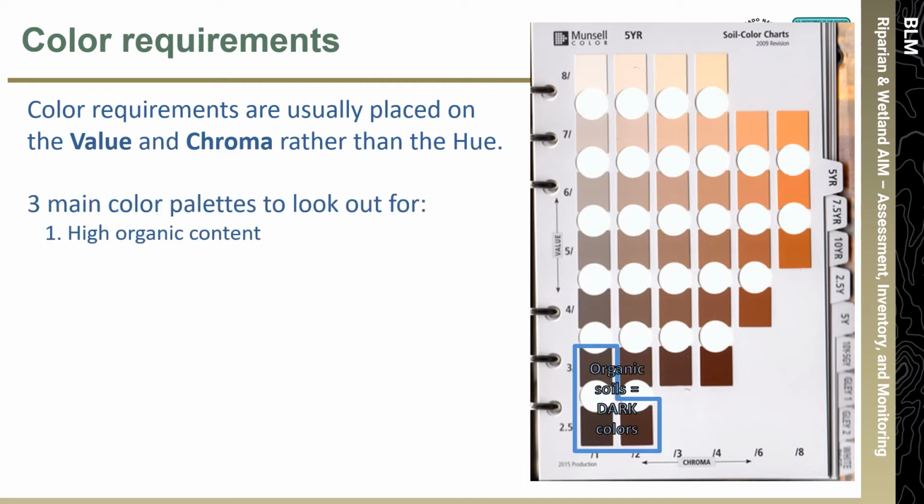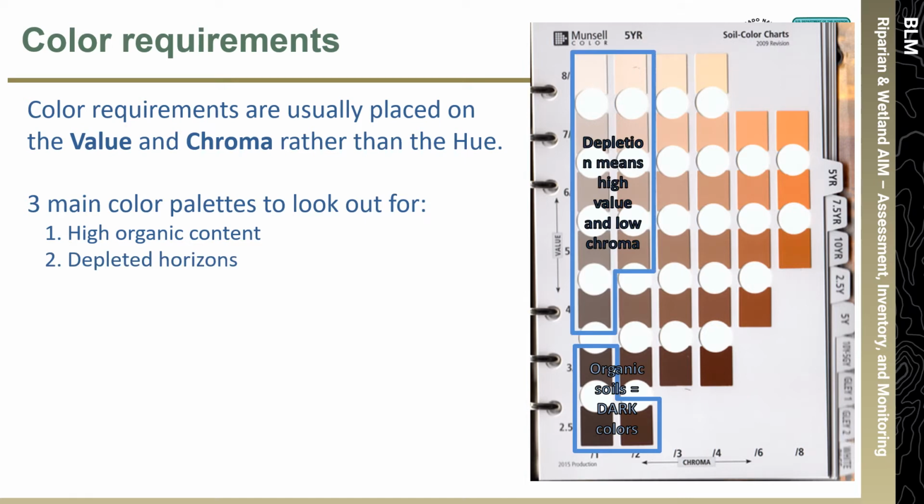The first main requirement is roughly associated with high organic content, i.e. dark colors, meaning low chromas and low values. The second main requirement is for areas that have been depleted of iron and manganese, which will have a light gray color, meaning high values and low chromas.